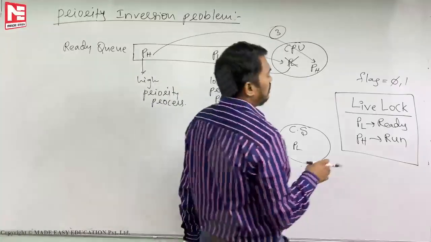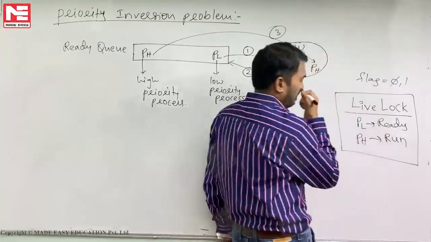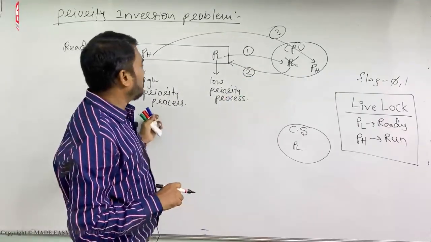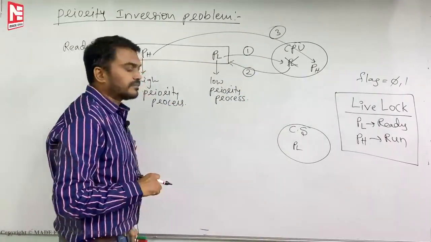So in the live lock, the low priority process is in the ready state and the high priority process is in the running state. So copy all these 1, 2, 3 steps and that box also.